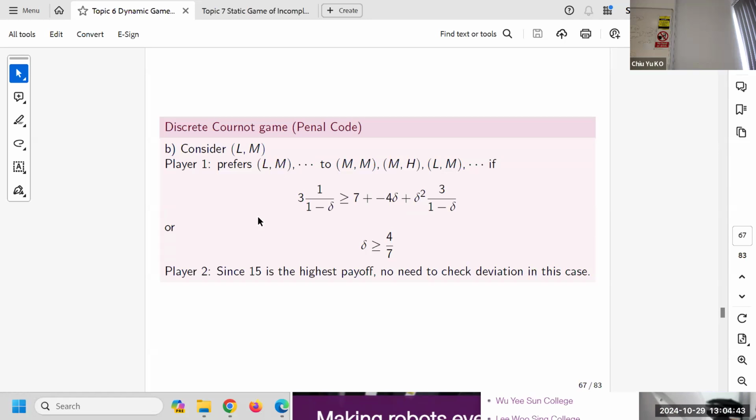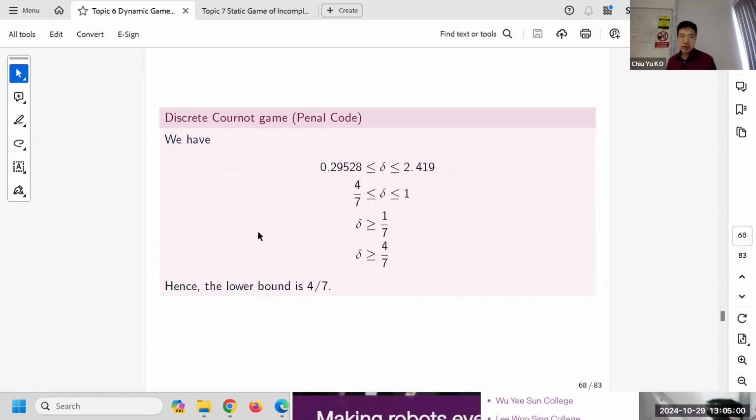Okay, but player 2 doesn't want to deviate because player 2 is already given 15, right? At that punishment, then what do you get the best? So you don't need to check, right? Because 15 is already bad. So that's only, this is the requirement. And therefore you combine everything.